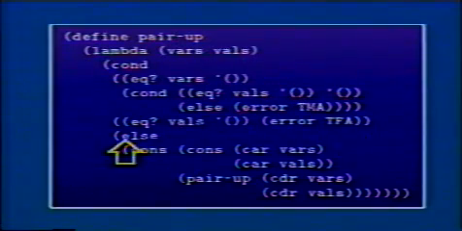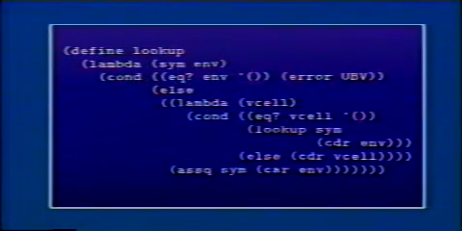And in the general case where I don't have any errors and I'm not done, then I really am just adding a new pair of the first variable with the first value onto a list resulting from pairing up the rest of the variables with the rest of the values. Lookup is, of course, equally simple.